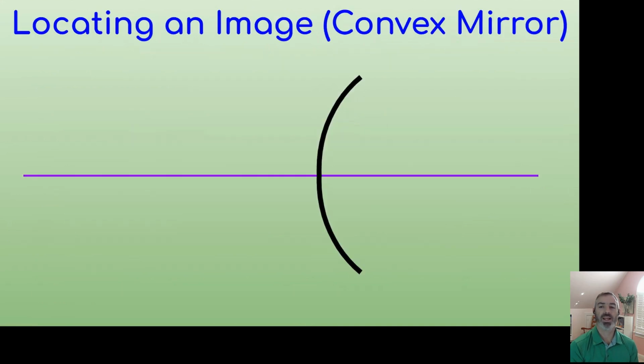So let's look at a convex mirror. With a convex mirror, the center of curvature is going to be on the opposite side. It's not going to be on the shiny side, which means that our focal length is, again, halfway between the mirror and the center of curvature. And because it's not on the shiny side, this is a virtual focal length. So rays of light aren't going to actually pass through the virtual focal length.